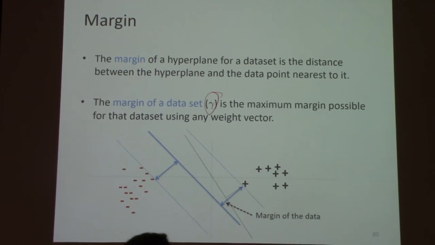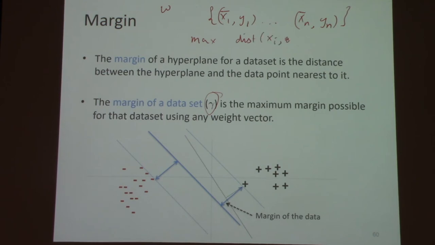What I've drawn here is just a pictorial example of what the margin is. But I'm sure all of you know how to calculate the distance between a line or a hyperplane and a point. So if you are given a data set that looks like x1, y1, through xn, yn, where the x's are vectors, and let's say you have a hyperplane that's defined by w, the margin of this data with respect to w is simply the distance of xi, w. Oh, sorry. Xi, you know, let's just write.